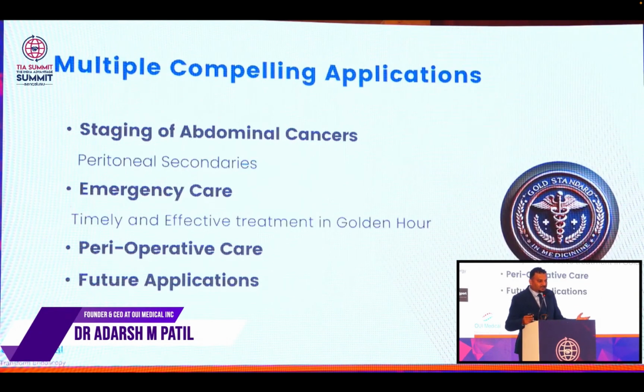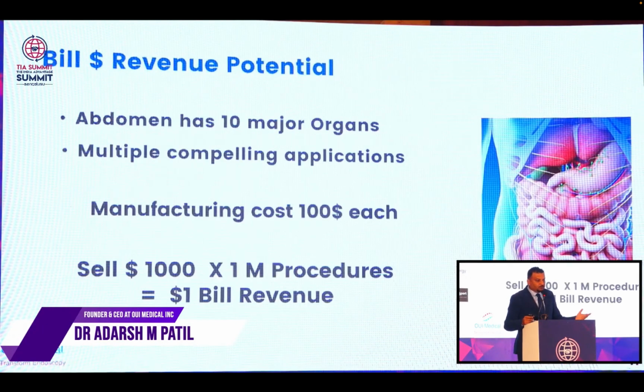It has other compelling applications in staging of abdominal cancers, to identify peritoneal secondaries, in emergency care for timely and effective treatment in golden hour, for example, blunt trauma abdomen or military field hospitals. It has some exciting applications in perioperative care and some future applications as well. So the potential being abdomen has 10 major organs. We have multiple compelling applications.